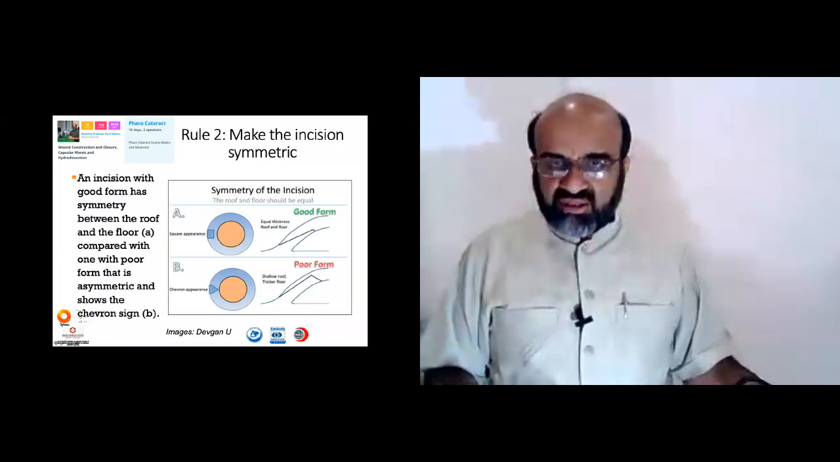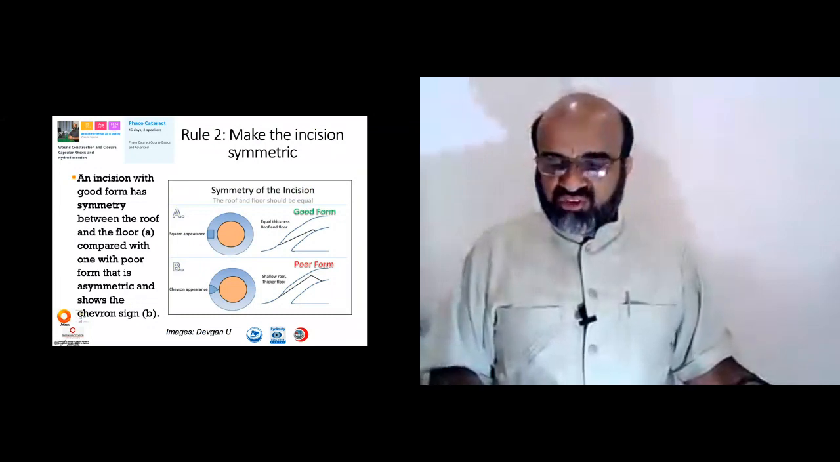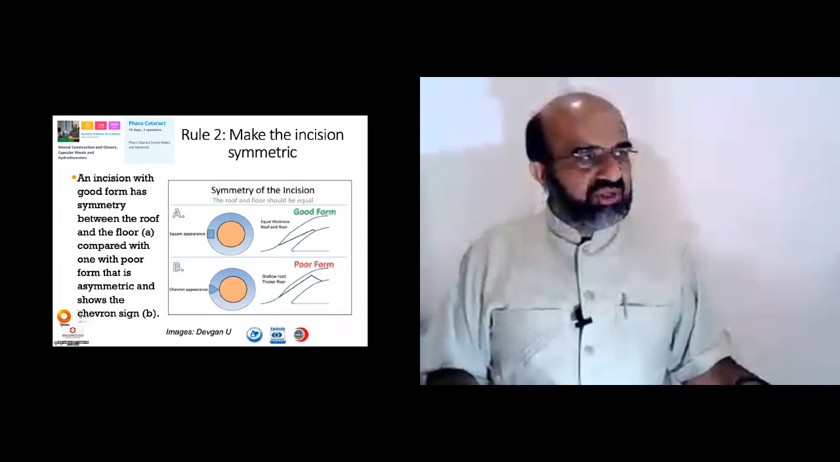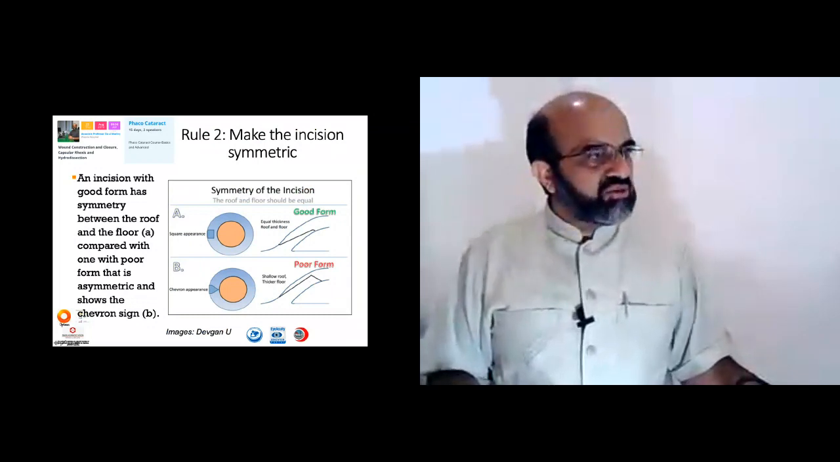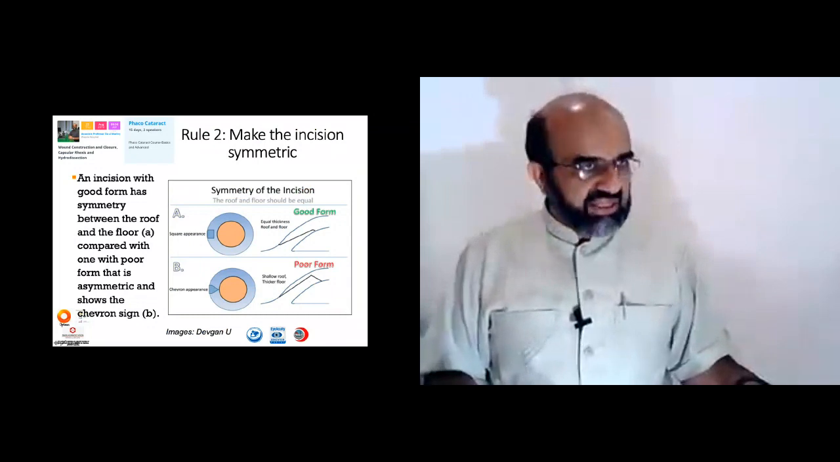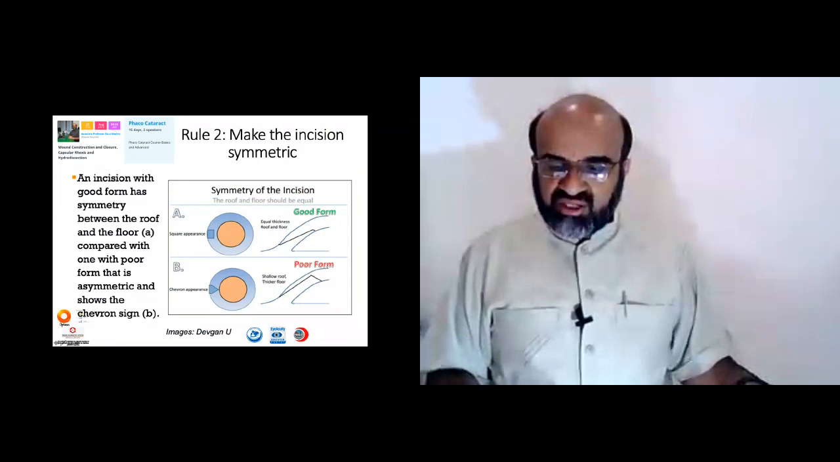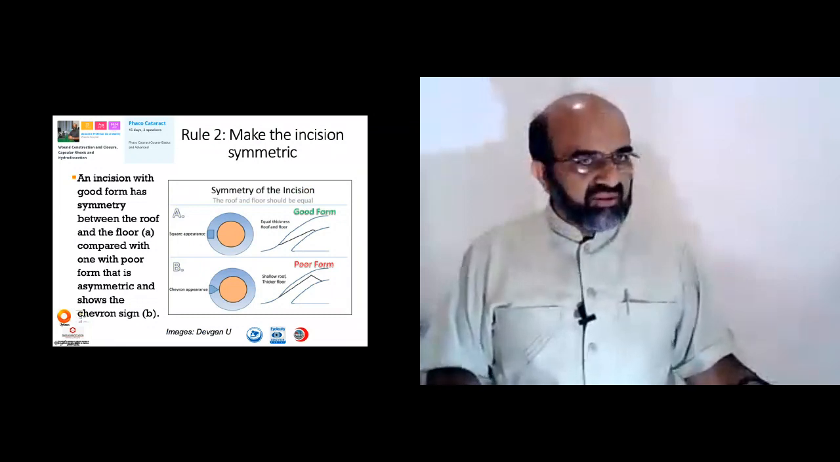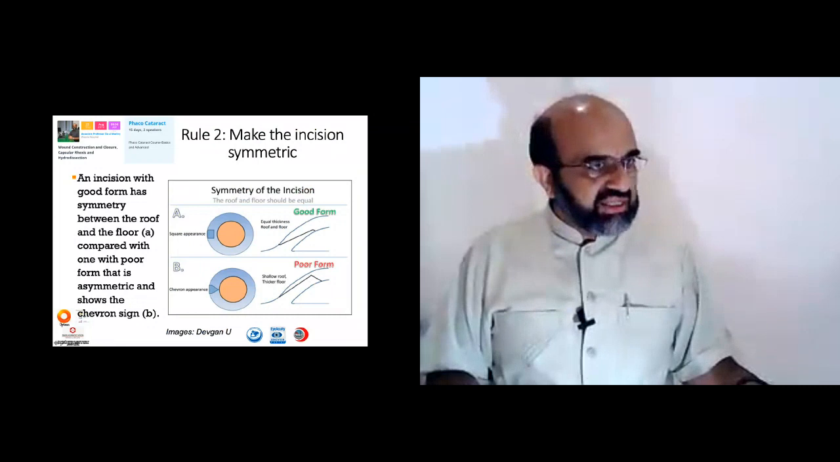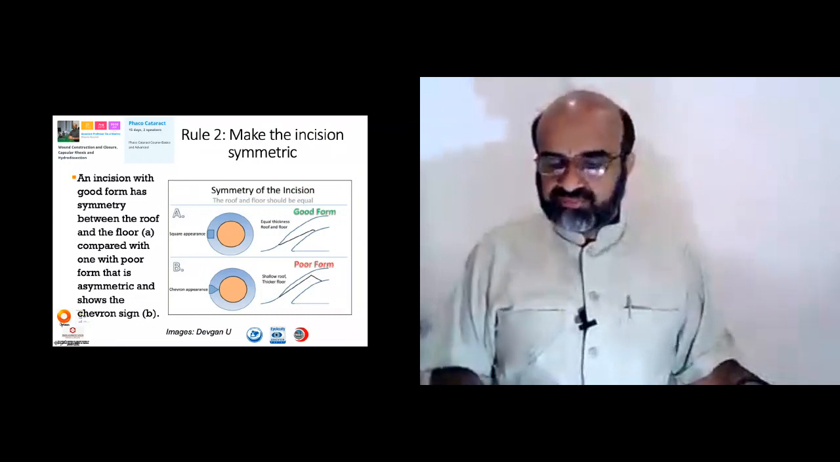And you see the direction of the incision is directed towards the apex of the cornea. It is not parallel to the iris. So that gives it better thickness, and the roof of the incision is equal to the floor of the incision in thickness. So that's the ideal incision.